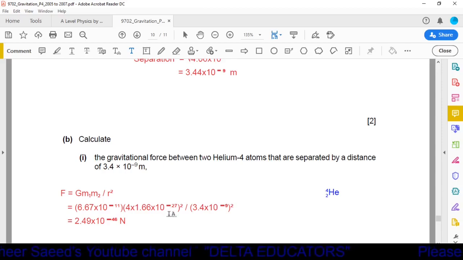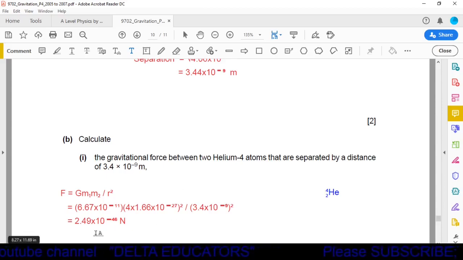Since there are 2 helium atoms, we take the square of this value divided by r squared. The separation between them is 3.4 × 10^-9, so we divide by 3.4 × 10^-9, and since it is r squared, we take the square here. By solving this, we get the answer 2.49 × 10^-46 Newton. So the force between two helium atoms is equal to 2.49 × 10^-46 Newton.